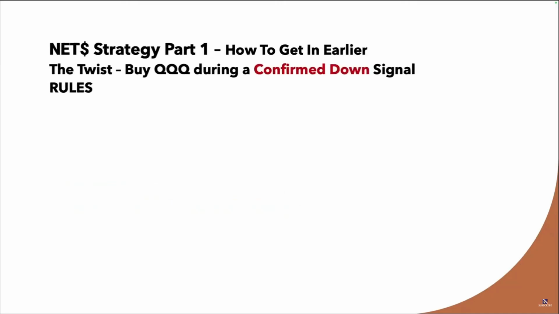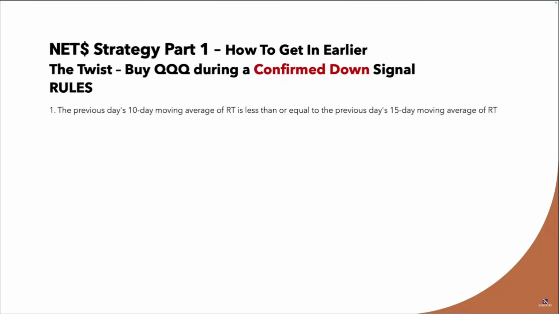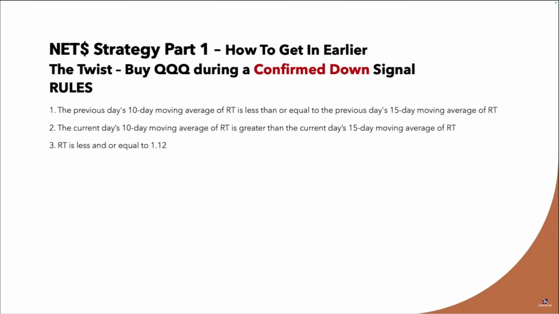There are 2 parts. Part 1 is to get in early, and this is to buy QQQQ during a confirmed down signal. The rules I have are: the 10-day moving average of RT is less than the 15-day moving average of RT the day before, and on the current day, the 10-day has moved above the 15-day moving average of RT, and RT is less than or equal to 1.12.